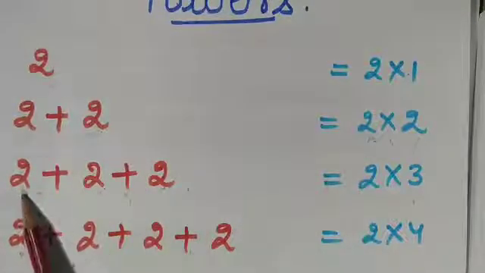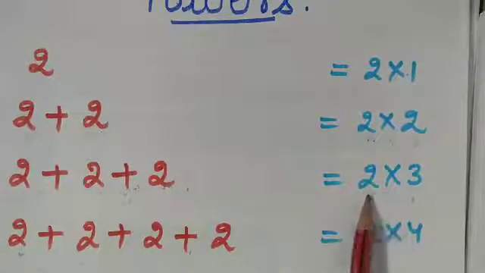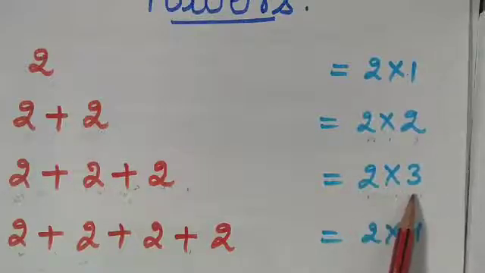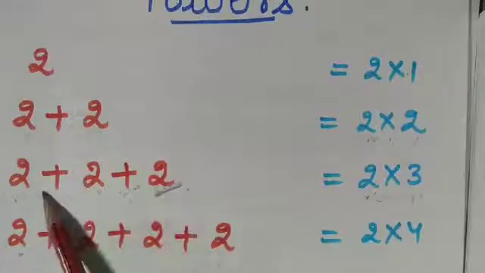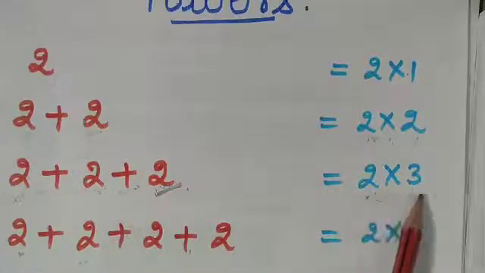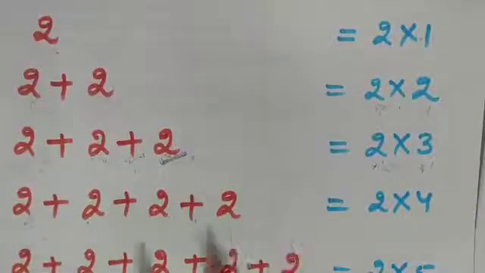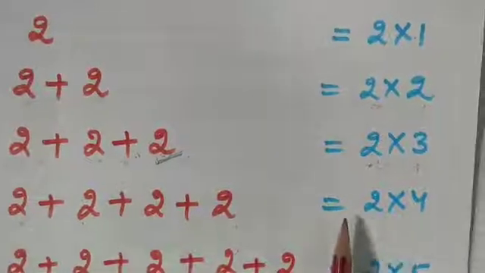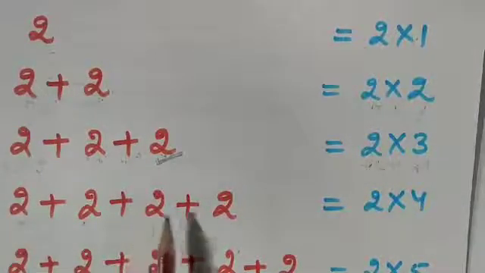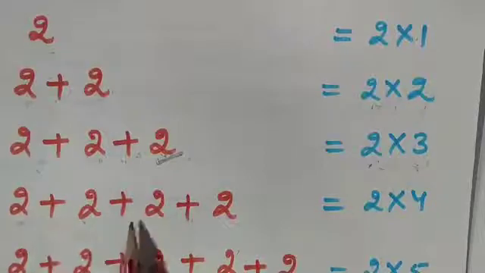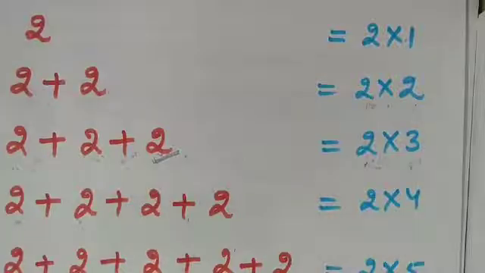Come to this one. 2 when added 3 times you will get 6. From here also 2 when multiplied by 3 you will get 6. So they both are the same thing. So this 2 plus 2 plus 2 can be written as 2 into 3. Same for this, when 2 is added 4 times, that is equal to 2 into 4. Because when 2 is added 4 times, that will give you 8. Same here, 2 into 4 will also give you 8.